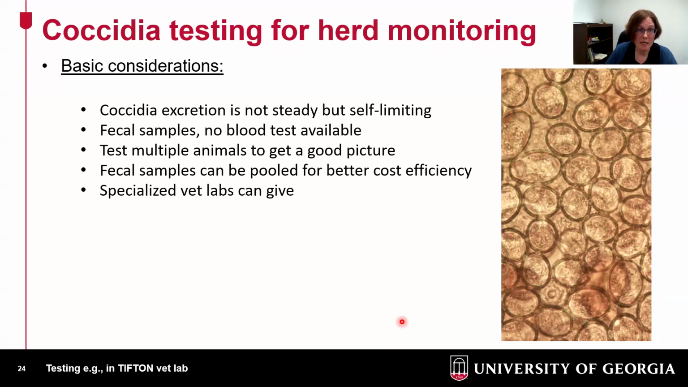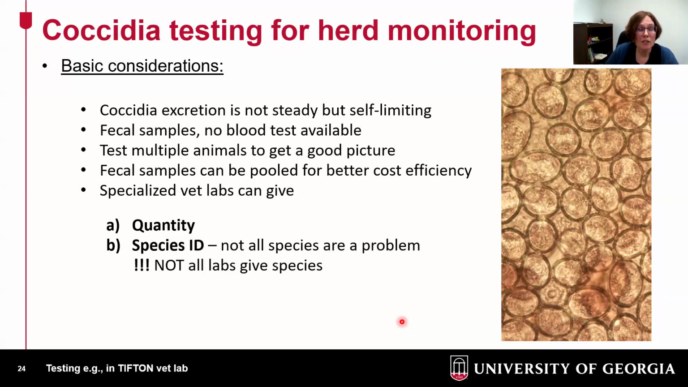There are a lot of specialized veterinary labs that can give you the quantity, so if you have a higher or lower burden, or if that increases over time. Also, some labs, not a lot of them, will be able to do a species ID, because there are a lot of different coccidia, and some of them are just your normal flora, and others will have a lot of pathogenicity and will cause a lot of problems. You might not want to treat against all coccidia, but just the species that are important. So if you have a lab that looks at that, that might be beneficial.